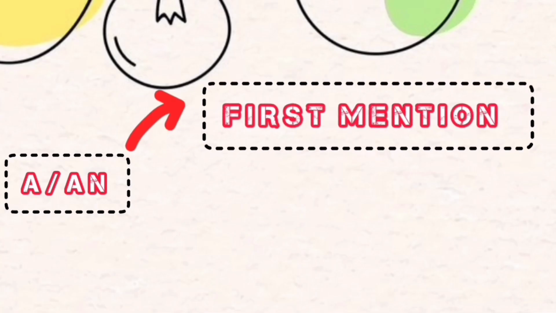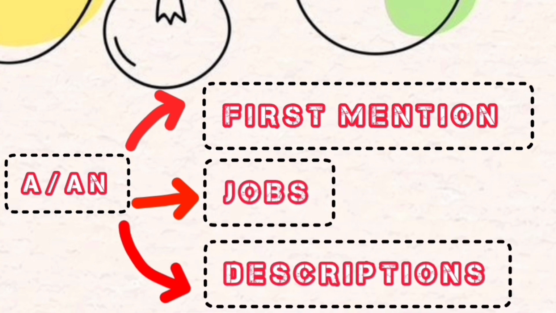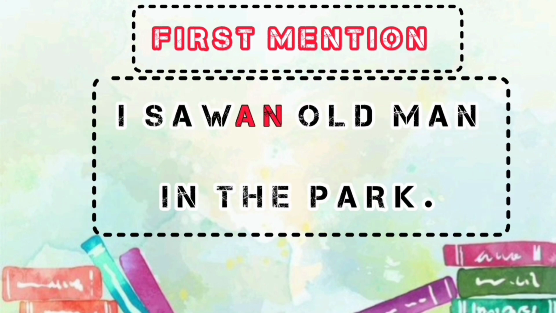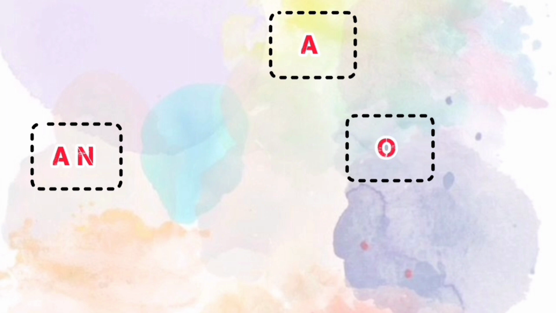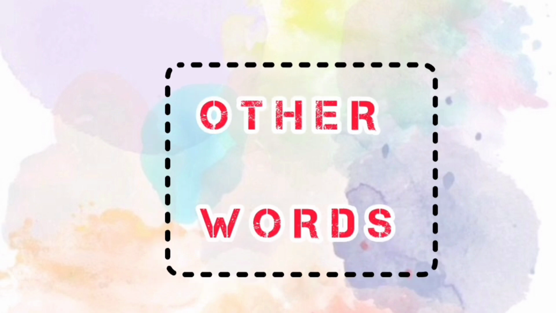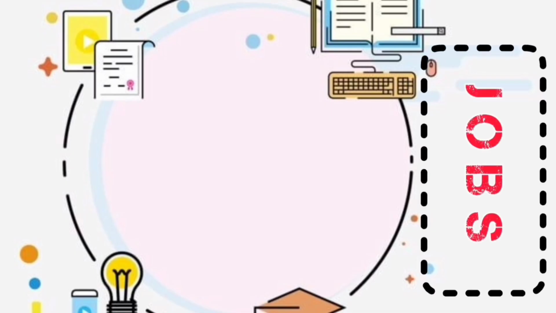A or an are used for first mention, jobs, and descriptions. First mention. I saw an old man in the park. Please pay attention. You should use an for words that start with these letters: A, O, U, E, and I. And for words that start with other letters, you should use a for the articles.